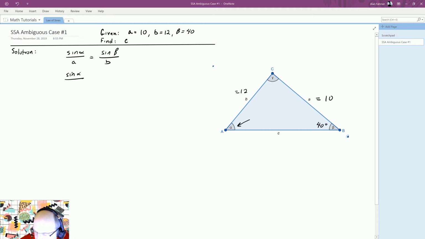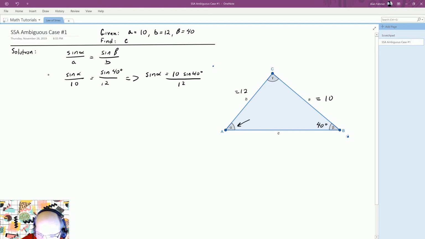You know that A is equal to 10. That is equal to sine of beta, sine of 40 degrees to 12. This is where it kind of gets interesting. So if we want to know what sine of alpha is, we can say sine of alpha equals 10 sine 40 degrees over 12, right?